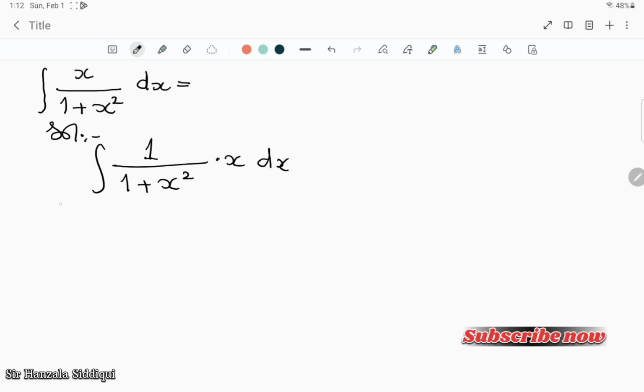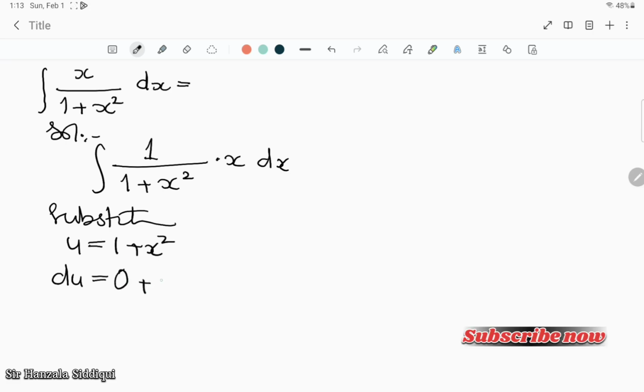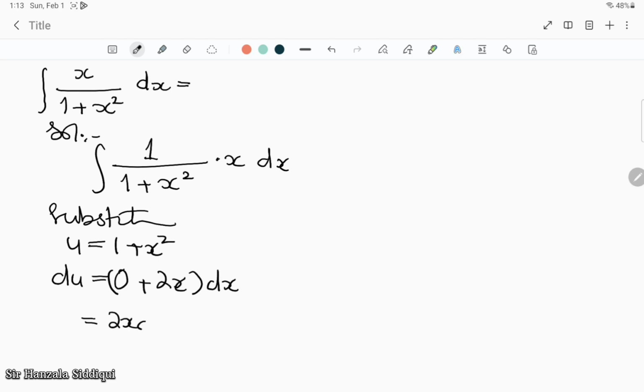Now in the next step we substitute u equals 1 plus x squared. Now when we take the derivative of u, this one is a constant, that's why its derivative is 0, and x squared gives 2x, and we have the dx. Now we have 2x dx, that is equal to, when we take the derivative, 1 over 2 du, that is equal to x dx.